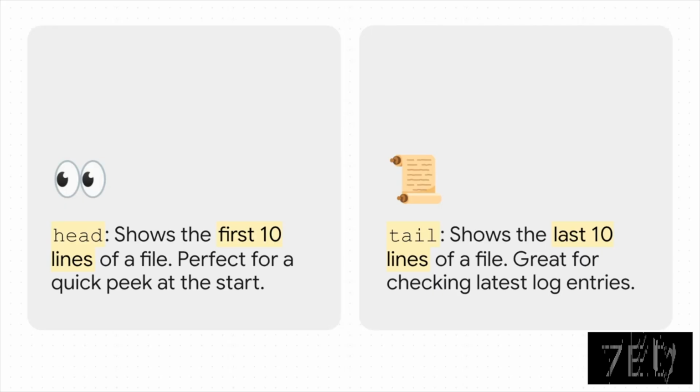Now, head and tail are a fantastic duo. By default, head shows you the first 10 lines of a file. It's perfect for a quick peek. But tail, tail is a lifesaver. It shows you the last 10 lines, which is amazing for things like log files, where you just want to see the most recent activity.